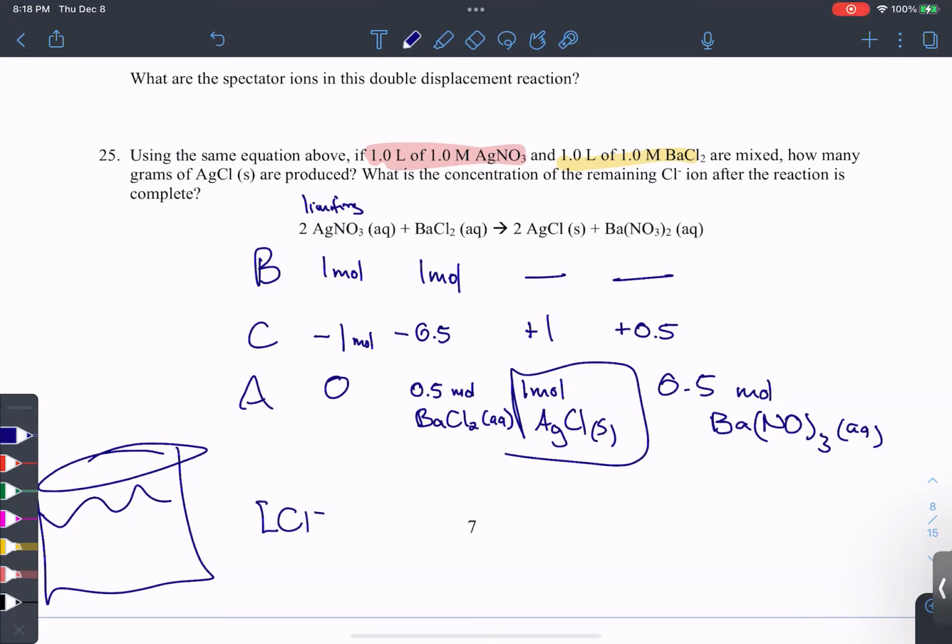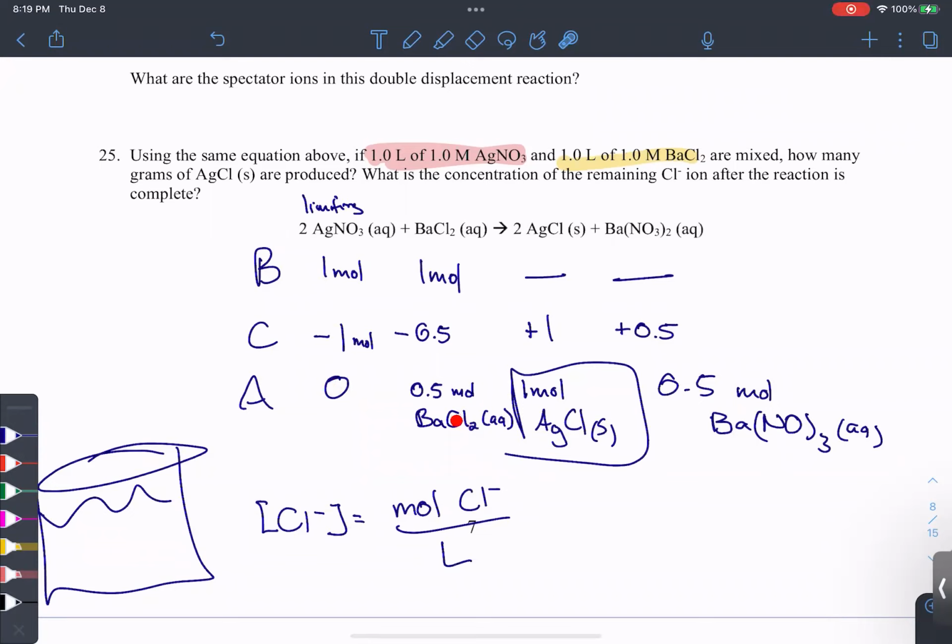So concentration of chloride is equal to moles over liter, great, I love it, but let's be specific. It's moles of Cl minus over liters. So we need to figure out how many moles of chloride are in solution. So let's look through everything. There's no silver nitrate.